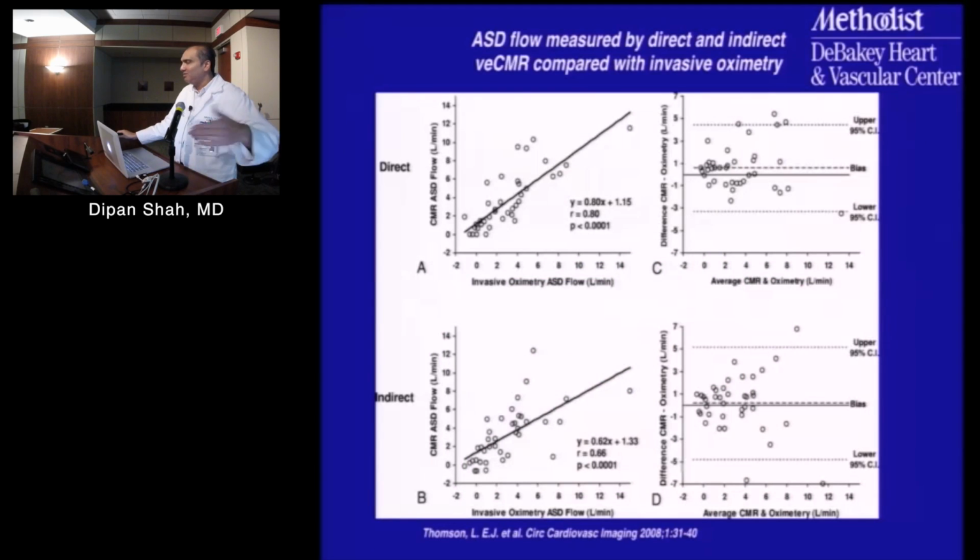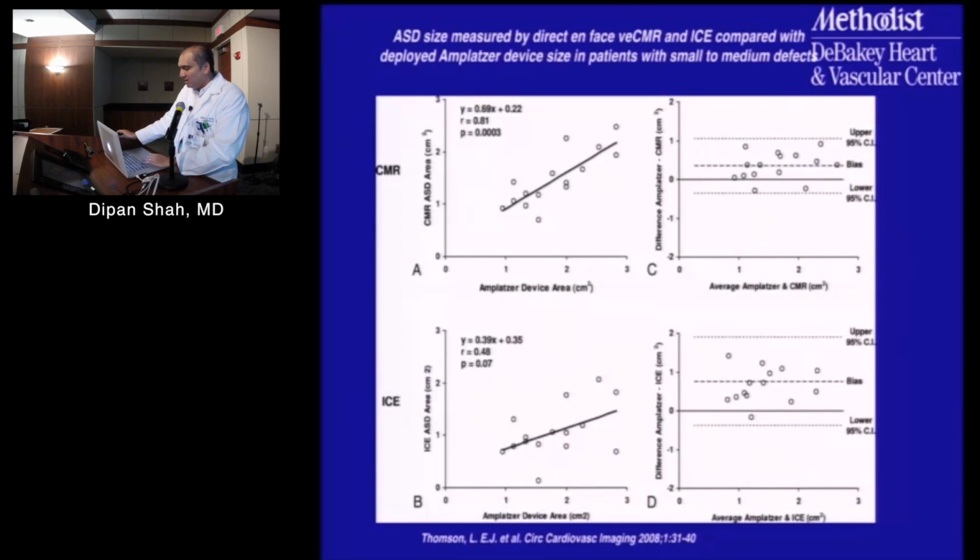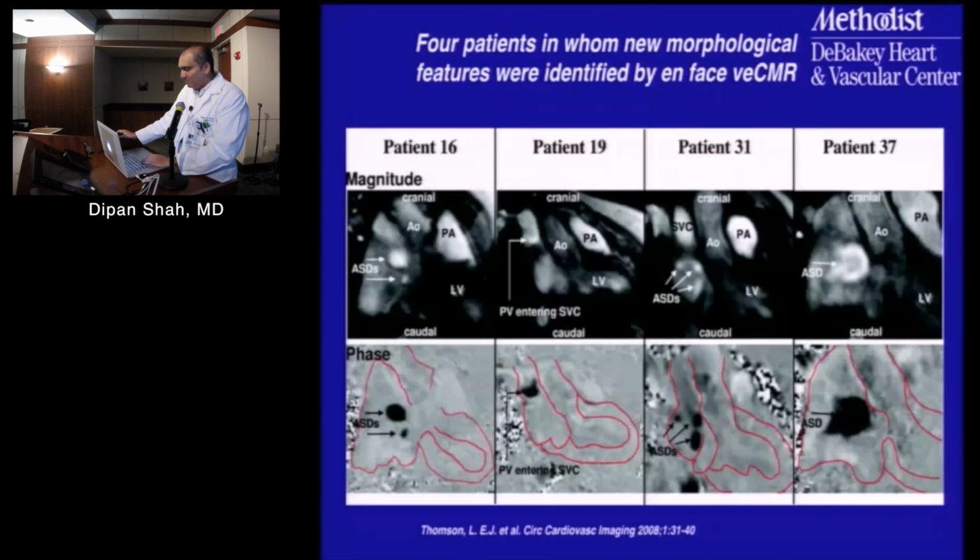The one advantage of that methodology, though, is that if you find a significant difference between your direct assessment of ASD flow and your QpQs measurement, that is a tip-off that maybe there's another shunt somewhere else. It raises suspicion that maybe there's an anomalous pulmonary vein, or maybe there are multiple atrial septal defects, or other things. So we use that to go back and say, we need to take a closer look at this case and see if there's additional information that may be derived.